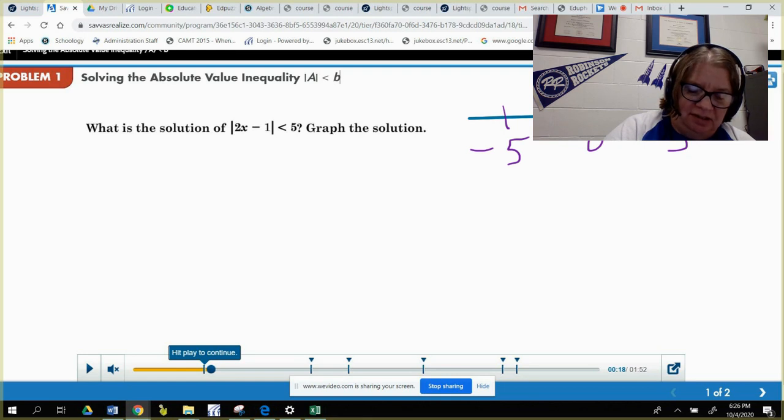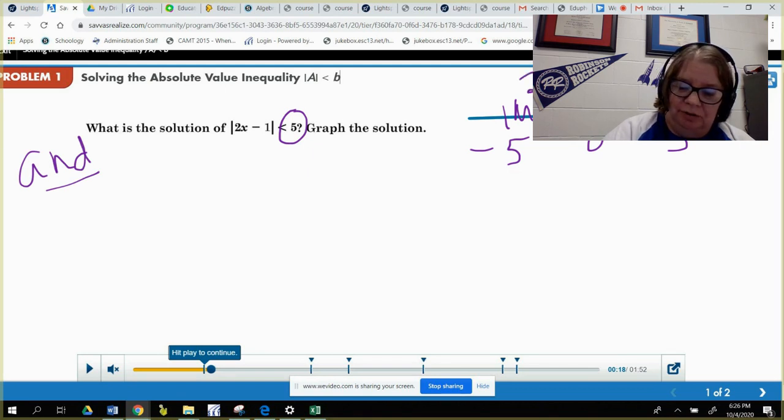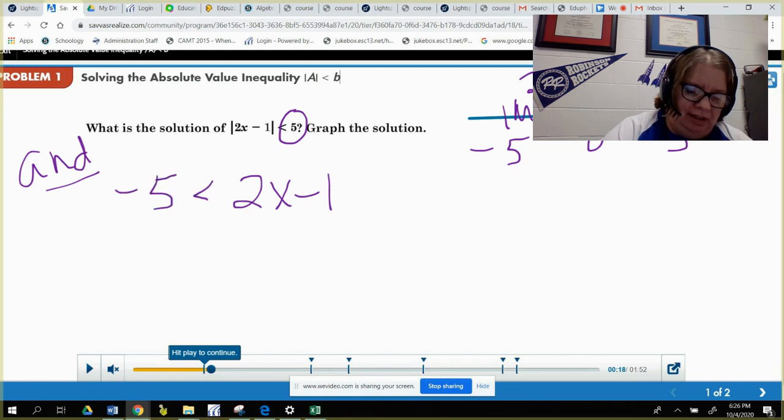If this distance is less than 5, it's going to be between negative 5 and positive 5. All these distances are less than 5. This is an AND problem because we're going to be shaded in between, right? Whatever this 2x minus 1 is, it's between the 5 and the negative 5. So how are we going to solve that? Here's what we're going to do. We're going to put the 2x minus 1 in the middle, and we know that it has to be between negative 5 and positive 5.